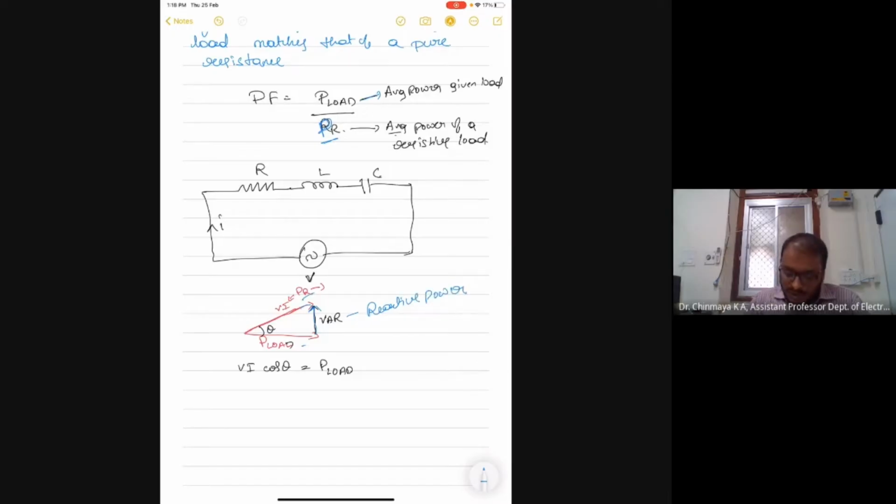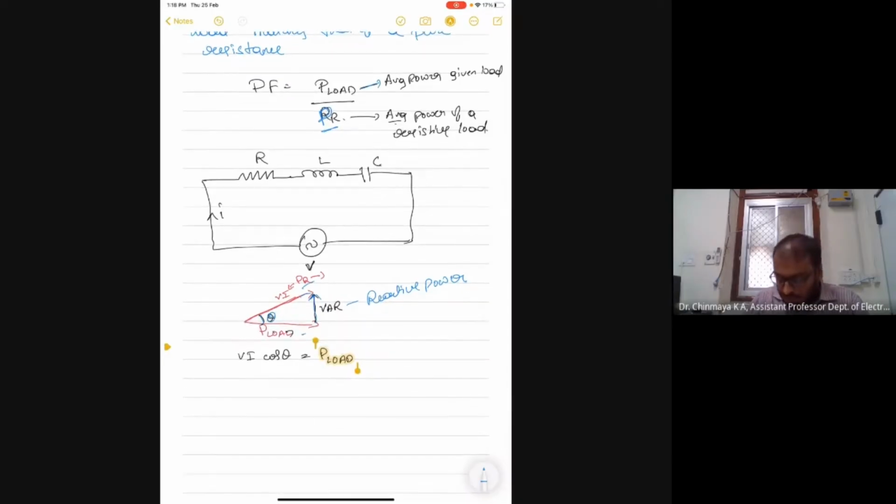Okay, as you can see here, this angle theta is the power factor. So if cos theta is equal to 1, then you can see this will be equal to that of this angle. So the overall power absorbed by the load will be equal to that of the resistive value. So how can this happen?